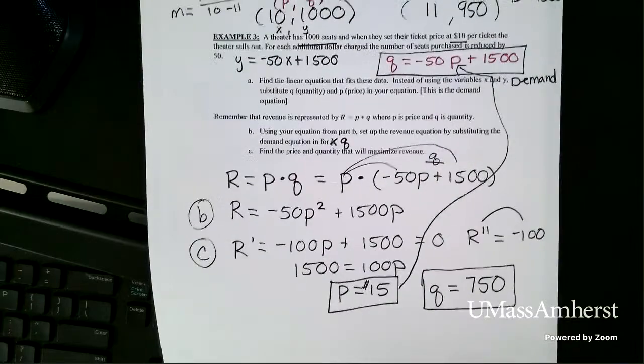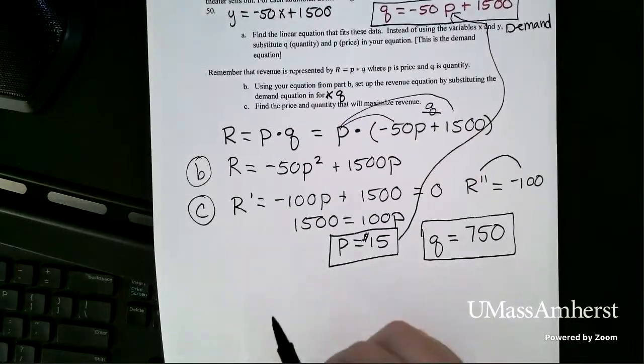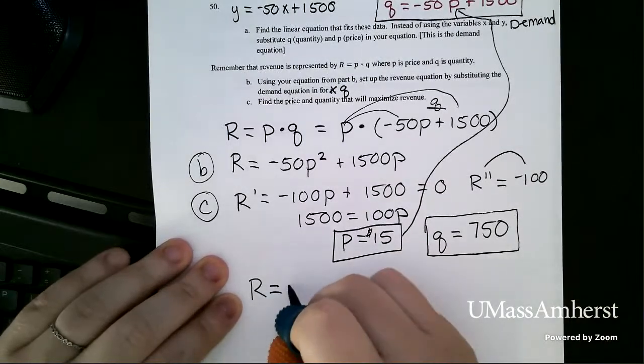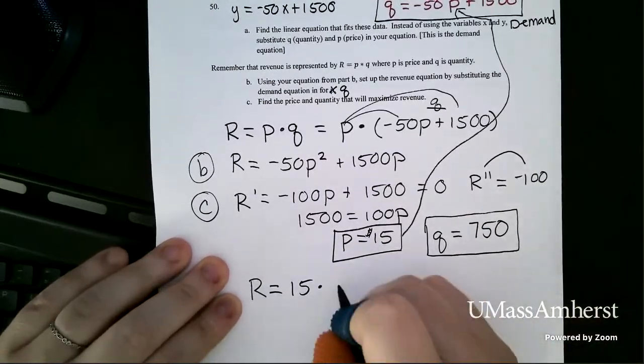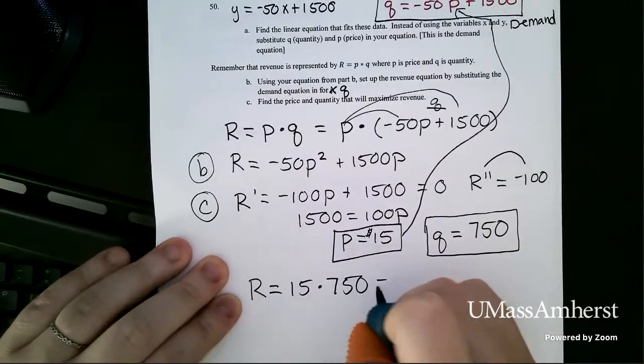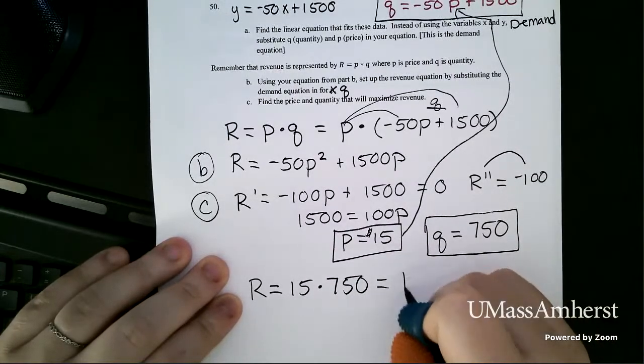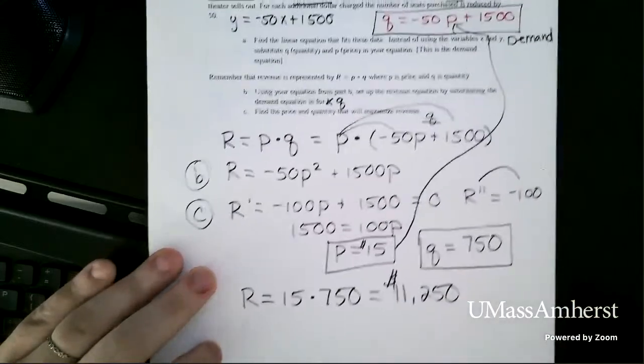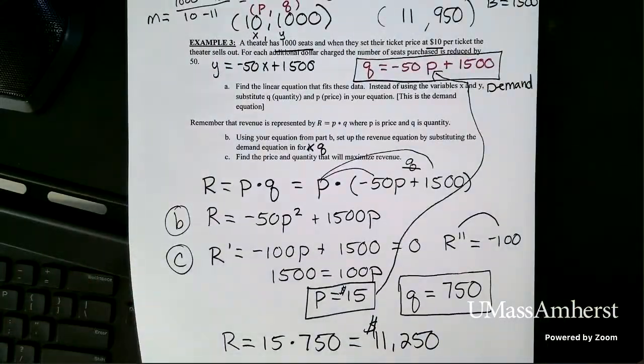Now, I didn't ask you to find the maximum revenue, but if we wanted to actually figure out what the revenue was, we would multiply price times quantity. So 15 times 750 will give me $11,250. That is the maximum revenue.